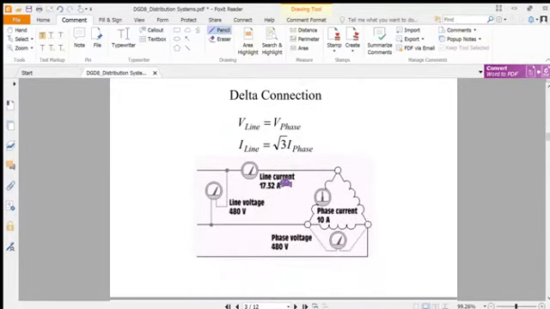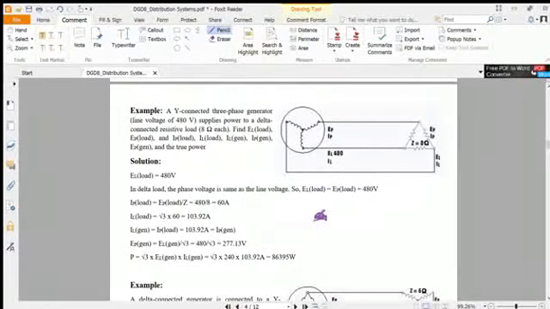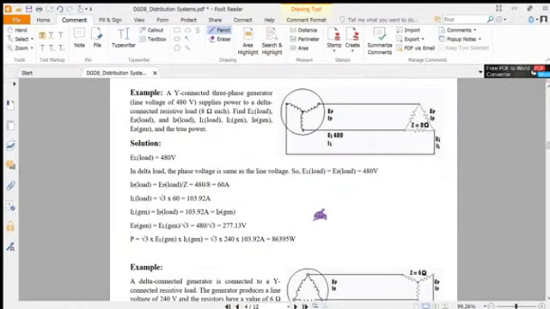Here the line voltage and the phase voltage remain the same, but the line current is root 3 times bigger than the phase current. So that is for delta connection. Now let's see a small example here.